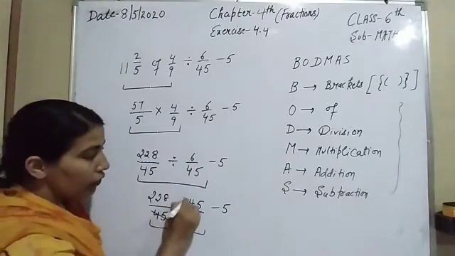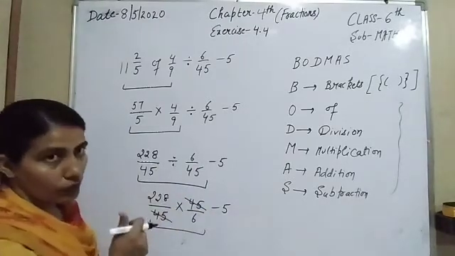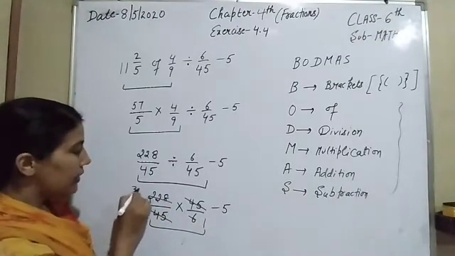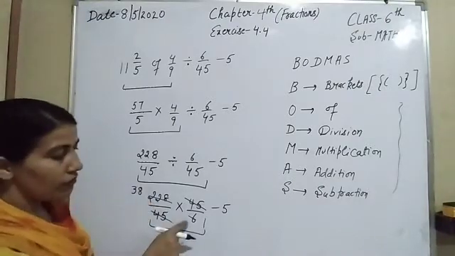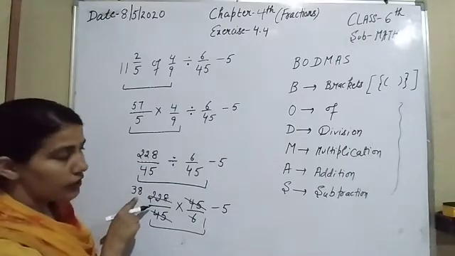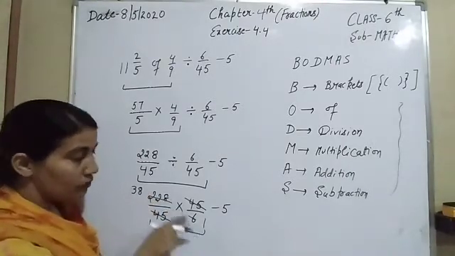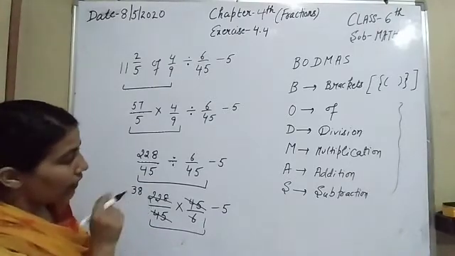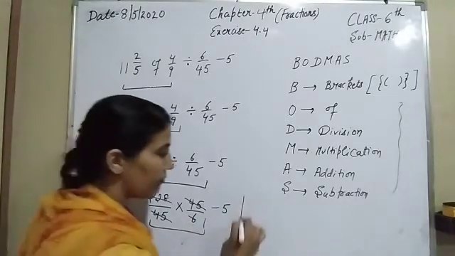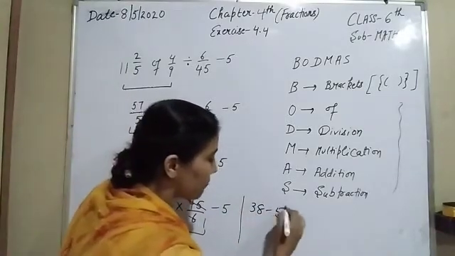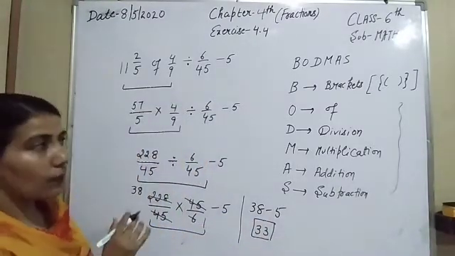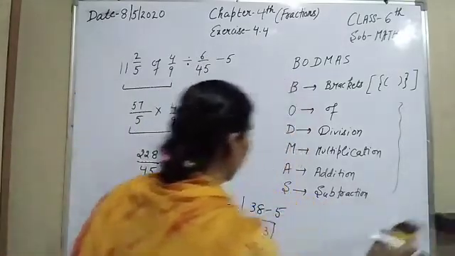Now 45 and 45 both are cancelled. Here 6 ones are 6, 6 threes are 18 and 6 eights are 48. Whenever you divide 228 by 6, you get the quotient 38. Now in this statement we have only 38 and minus 5. So it becomes 38 minus 5, that is 33, which is our required answer. Now come to the next question of this worksheet.